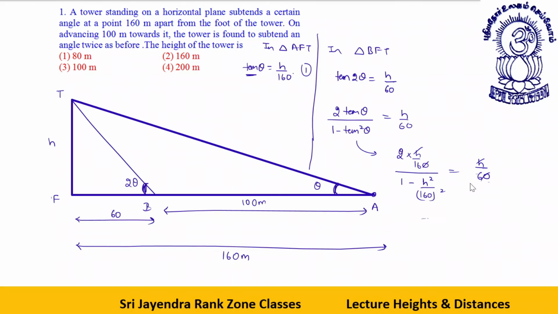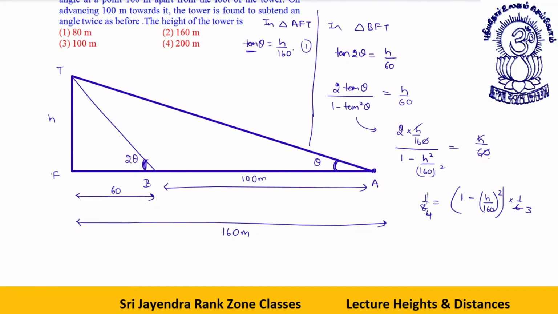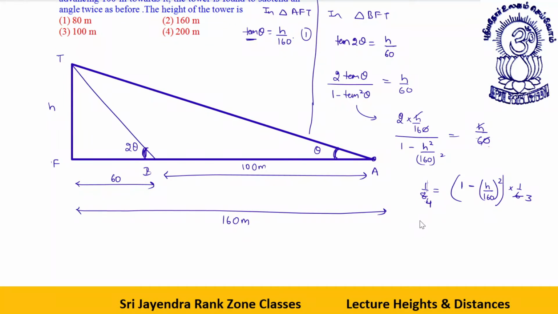So what do I have right now? 2 upon 160, or I can say 1 by 80. This whole thing will go over here: 1 minus h square by 160 square. Plus, besides there is 1 by 60 also. I will cancel this as 3. I will cancel this as 4. This is 1 by 4. So far clear?